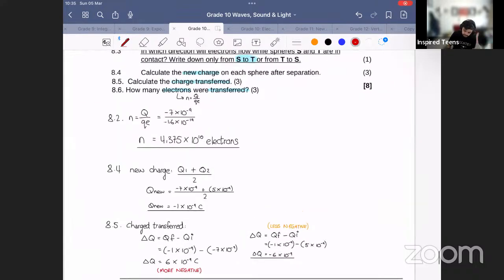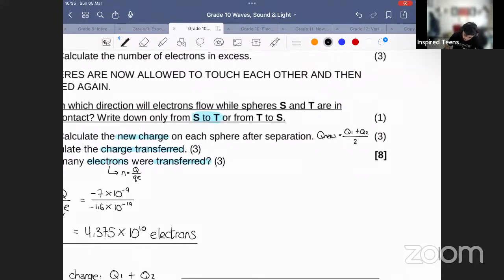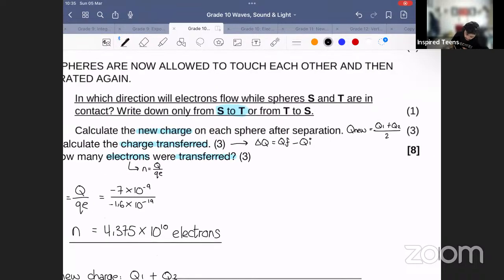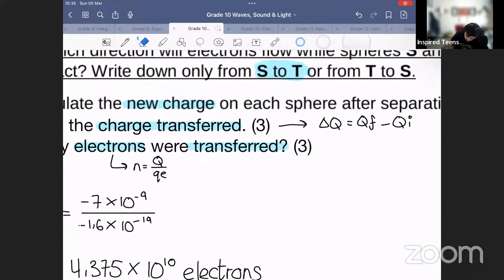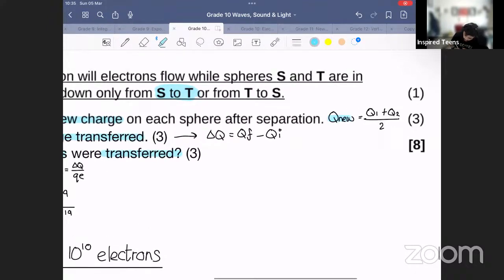Let's just write the formulas here quickly. So the new charge, Q new, is equal to Q1 plus Q2 over 2. Charge transferred, we said, was delta Q is equal to Q final minus Q initial. Okay, see how they link also? This is actually delta Q because we're calculating charge transfer. So when they ask Q new, okay, we get Q new. And how do we use Q new?